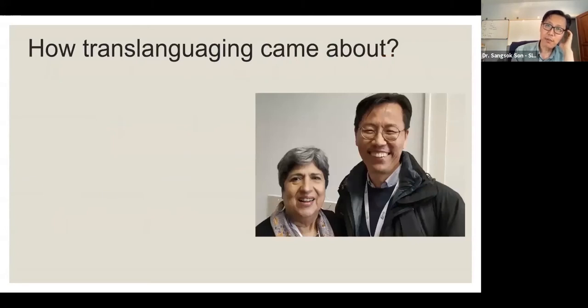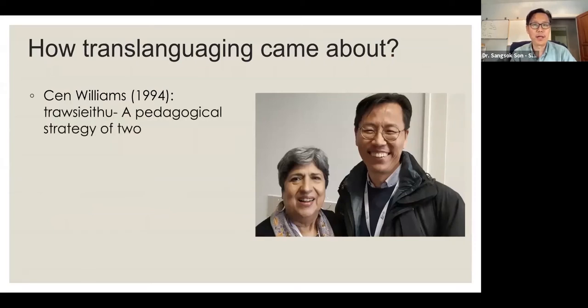How did translanguaging come about? This was initially developed by the Welsh scholar Cen Williams. He is a Welsh scholar, a Welsh and English bilingual. The term he used in the Welsh language is "trawsieithu." At this time he used this term in his pedagogy of teaching the second language.